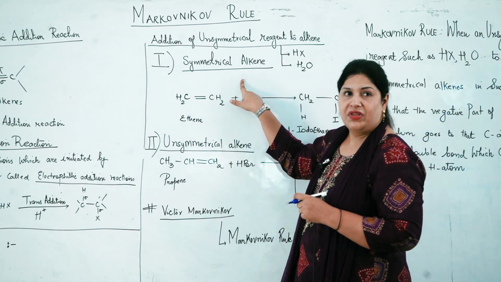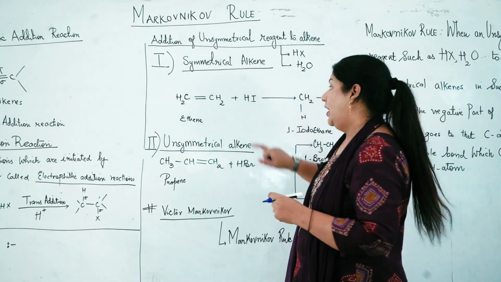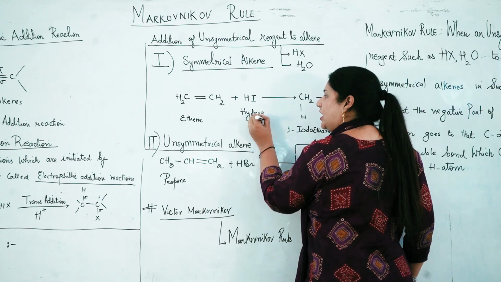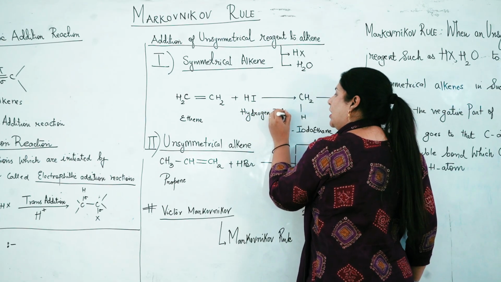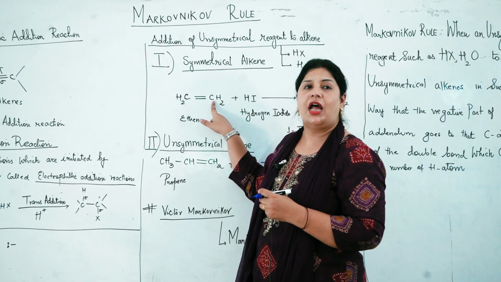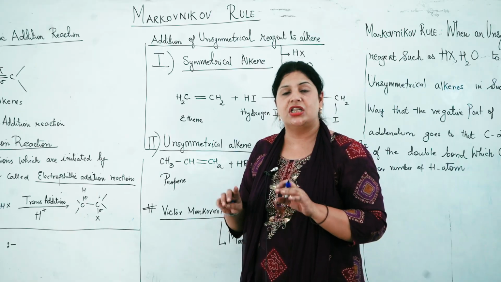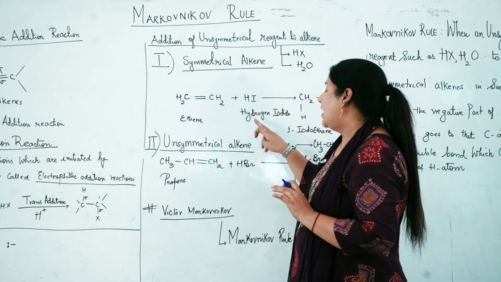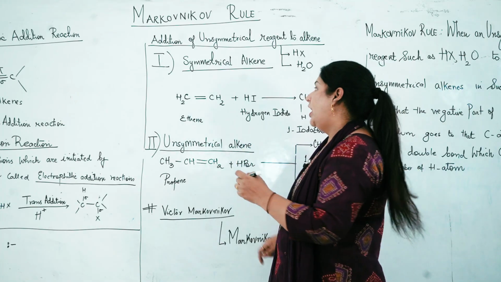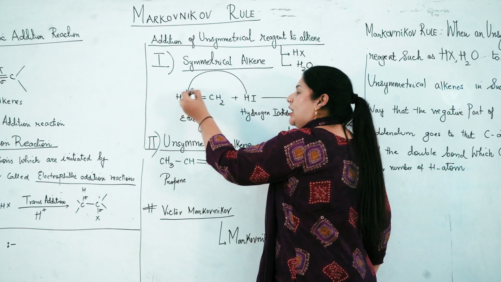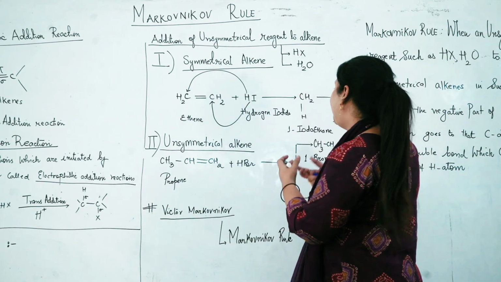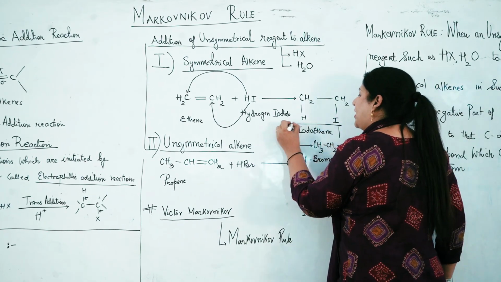In first case, this is symmetrical alkene. Here I have added this hydrogen iodide, which is an unsymmetrical reagent, to ethene. Now, ethene is symmetrical alkene because here the number of carbon atoms and the number of hydrogen atoms are similar. That is symmetrical alkene. Now, when any unsymmetrical reagent is added to any symmetrical alkene, here on one atom hydrogen goes and on other atom the other part goes, leading to the formation of one product.